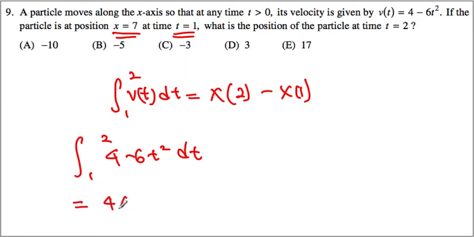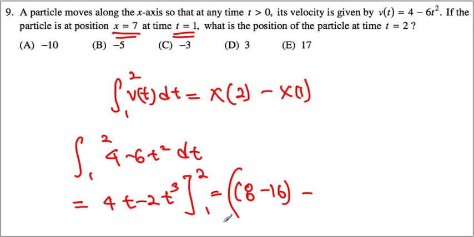And what is that equal to? 4t minus 2t cubed. We have to put the t values into this one, which goes from 1 through 2. Once you plug in 2, you'll realize that that's equal to 8 minus 16, minus, if you plug in 1, then it's going to be 4 minus 2. Then here we have 2 minus 2, which is equal to 0.